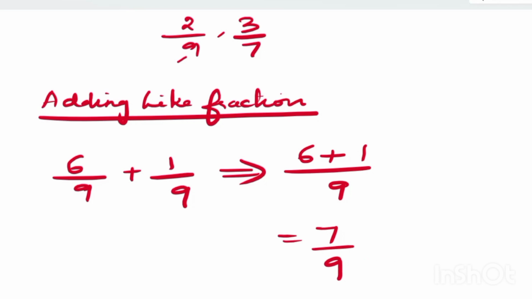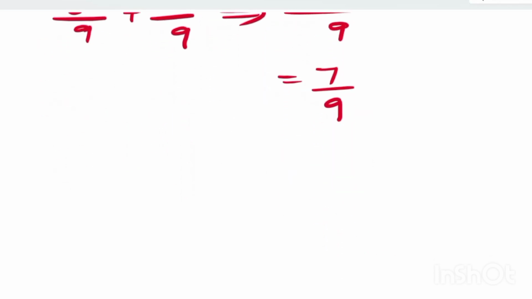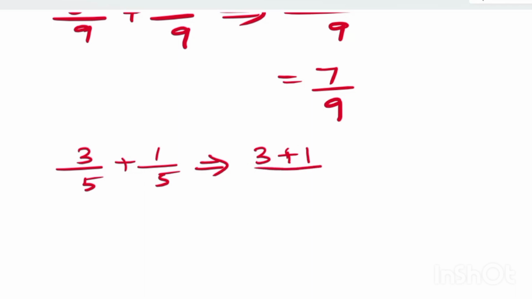It's very simple, okay? So I'll give you one more example for adding like fractions. 3 by 5 plus 1 by 5. So what will you get? Here the denominators are the same. So 3 plus 1 by 5, which is equal to 4 by 5. So this is the answer. So here we saw adding two like fractions.